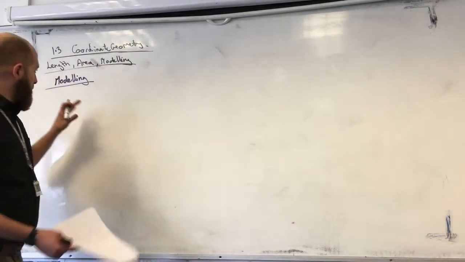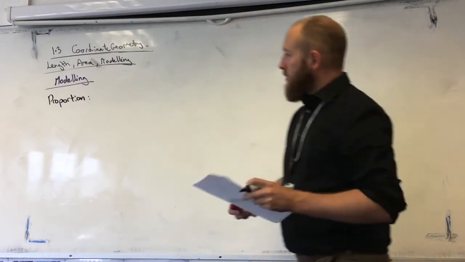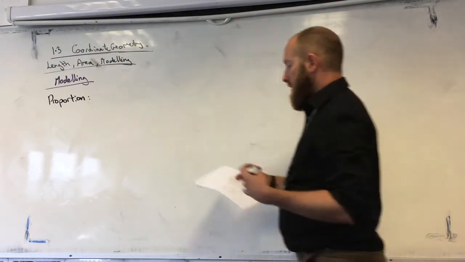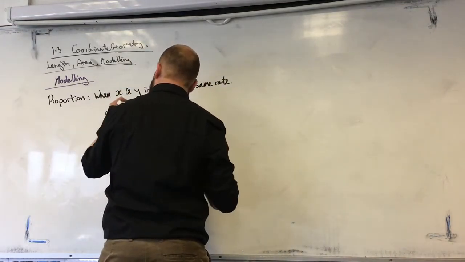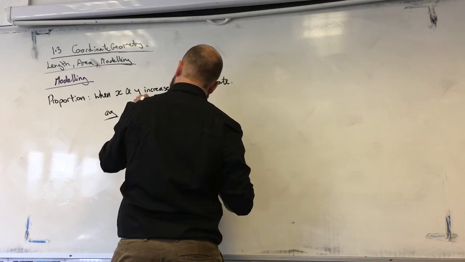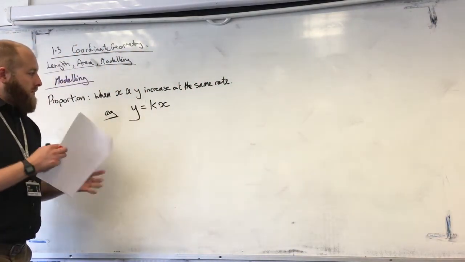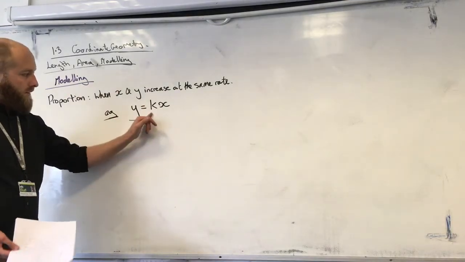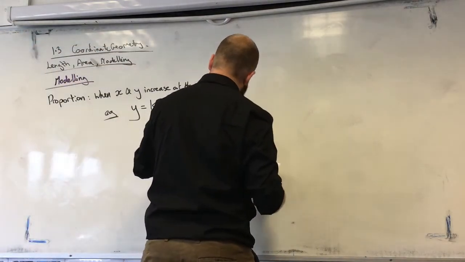Okay, so first of all with modelling, we need to talk about something called proportion. Proportion is when x and y increase at the same rate. So, for example, we can say y equals k times x. This means that y increases with x according to this constant k. We call that constant the constant of proportion.